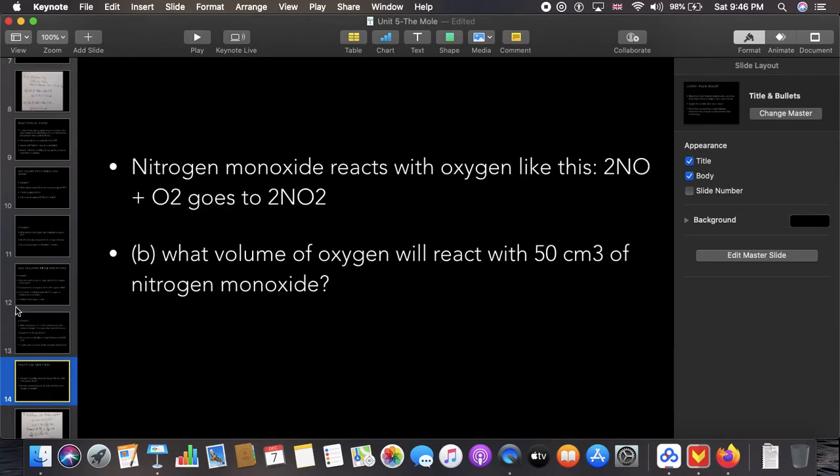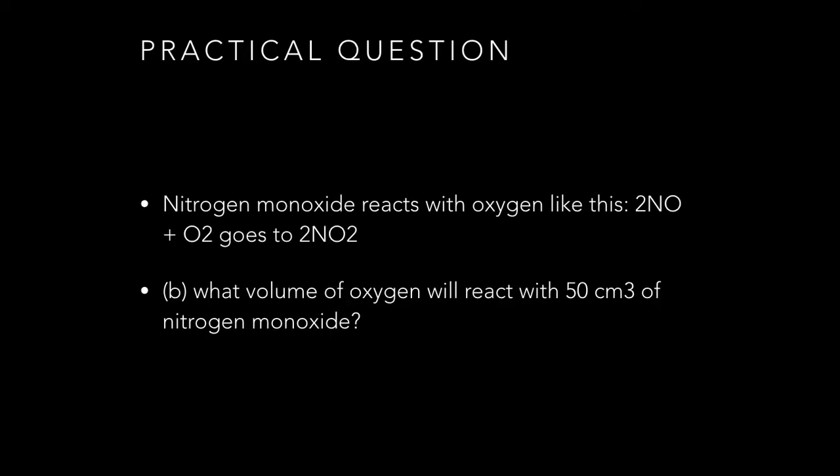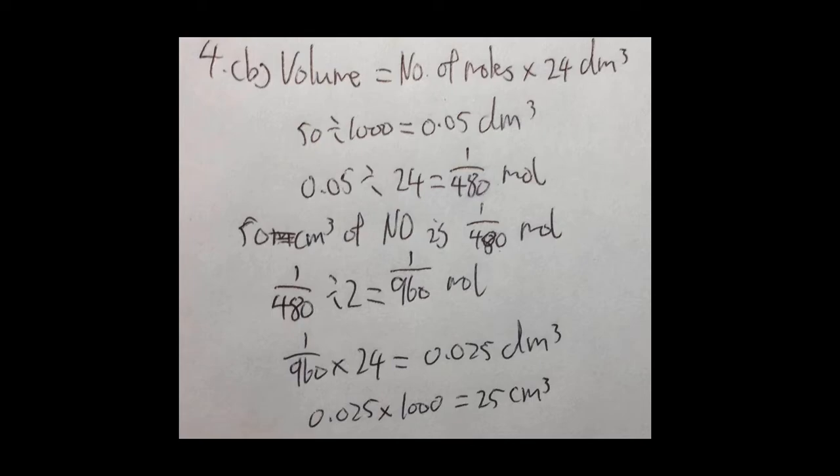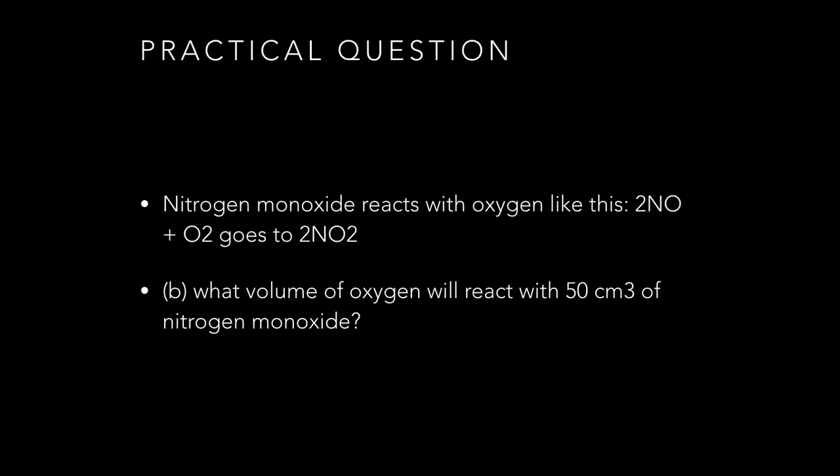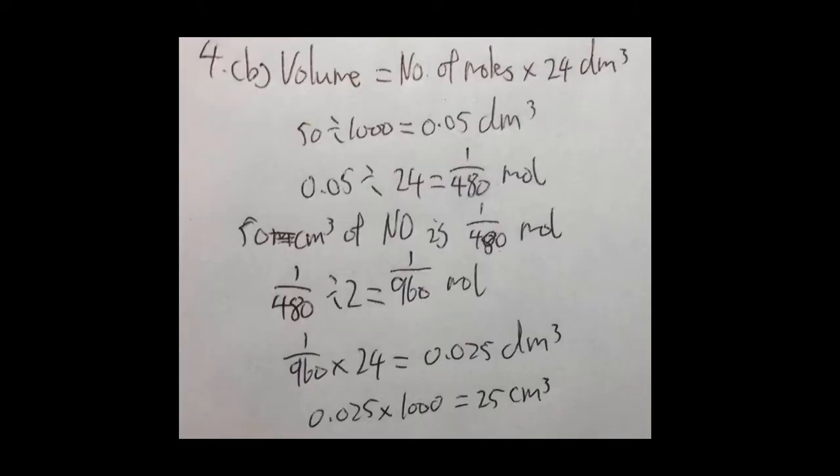Now, here's another question. Nitrogen monoxide reacts with oxygen like this. 2NO plus O2 goes to 2NO2. Now, here's question B. What volume of oxygen will react with 50 centimeter cubed of nitrogen monoxide? Now, here's my working. So the volume equals the number of moles times 24 dm cubed. So basically, firstly, you have to change the 50 centimeter cubed into dm cubed. So basically, 50 divided by 1,000 equals 0.05 dm cubed.